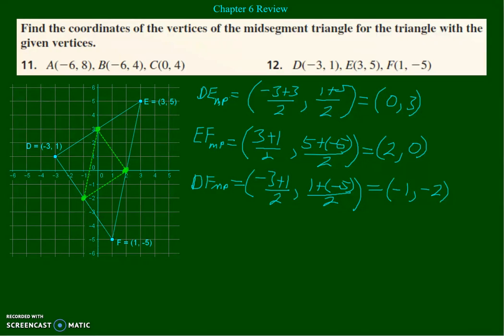So now let's go ahead and draw in our coordinates. Again, this was 0, 3. This is 2, 0. And this is -1, -2. And those are the coordinates of our mid-segment triangle. Now on to problem 13.